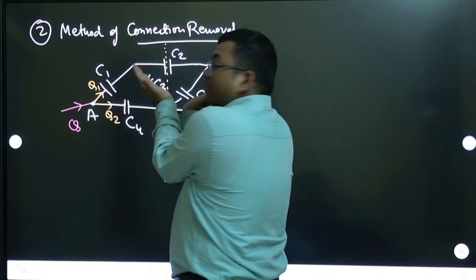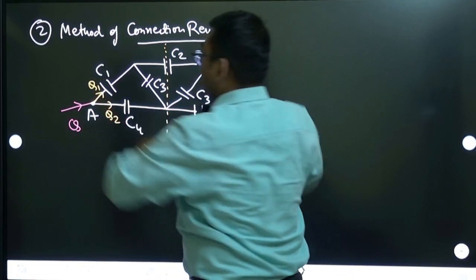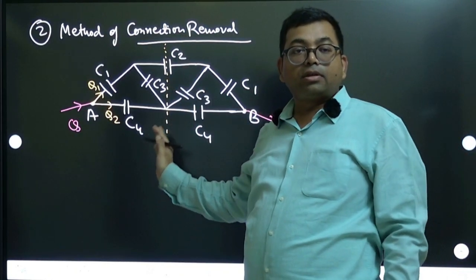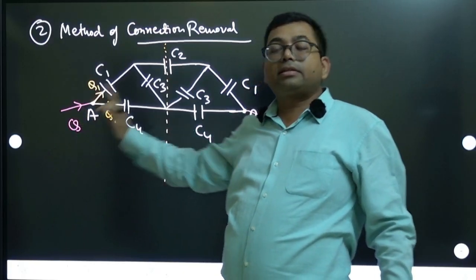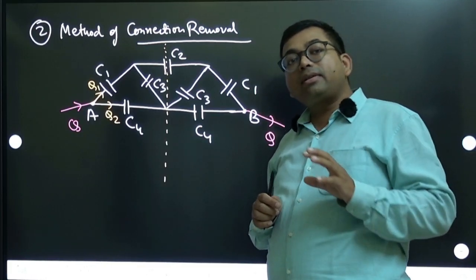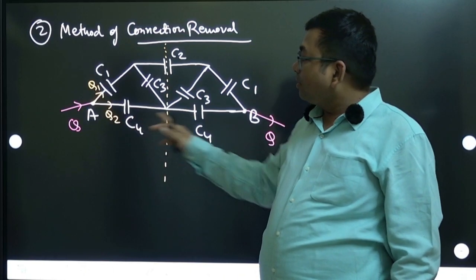Because this C3 is C3, this C1 is C1, this C4 is C4, they are like mirror images. This is like an axis of symmetry. Whatever is on the left of this side is the same as on the right of that side. That is a mirror image. So whenever there is a mirror image, we can apply this. So there is symmetry in the input and output side.